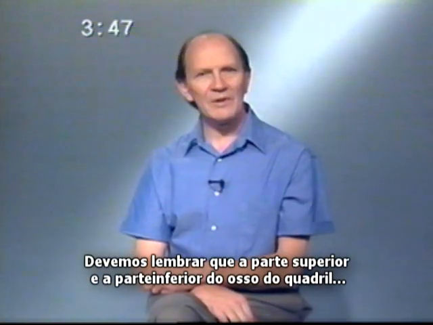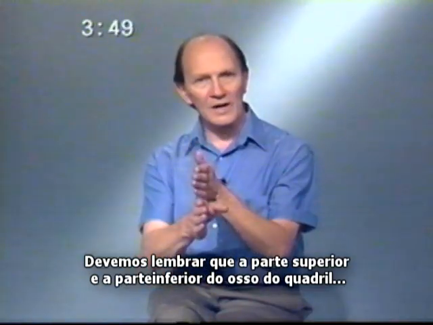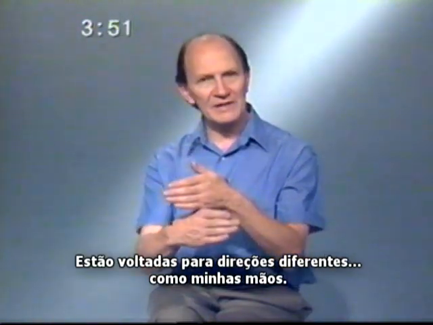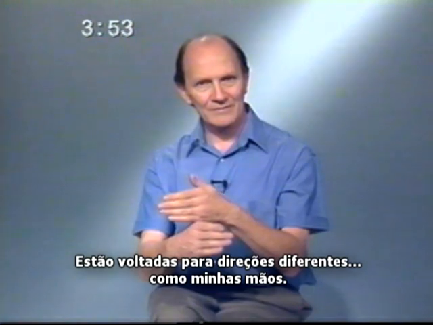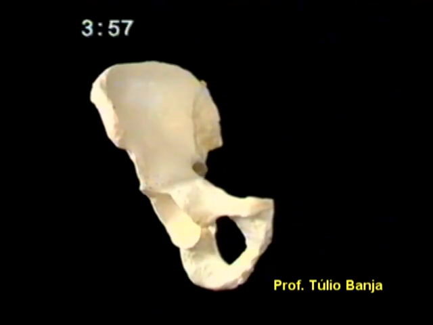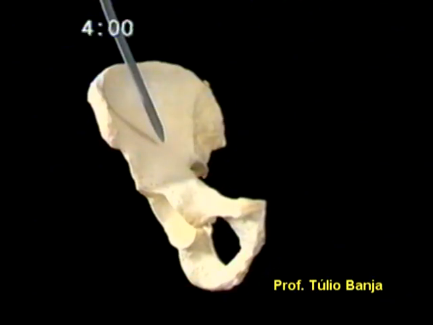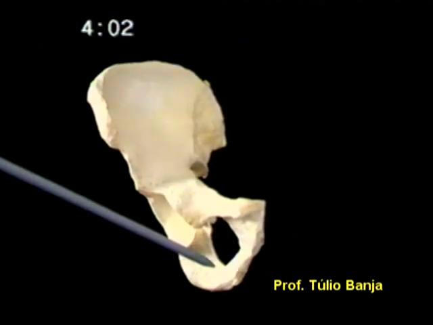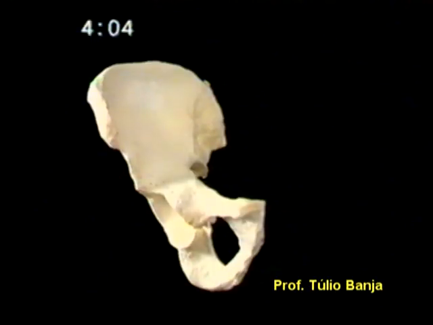It's helpful to keep in mind that the upper part and the lower part of the hip bone face in different directions, like my hands. So when we look at the hip bone from in front, like this, we see the inner aspect of the ilium and the outer aspect of the pubis and ischium.